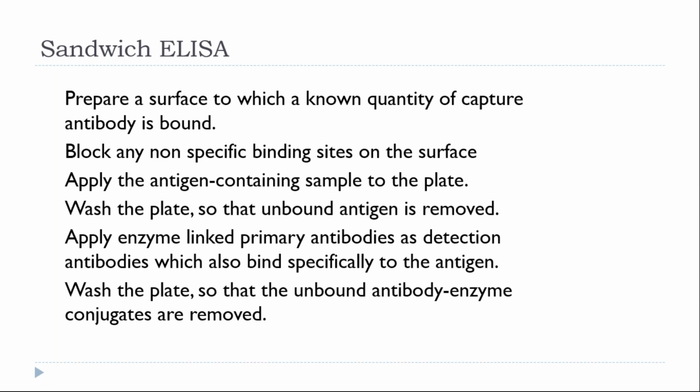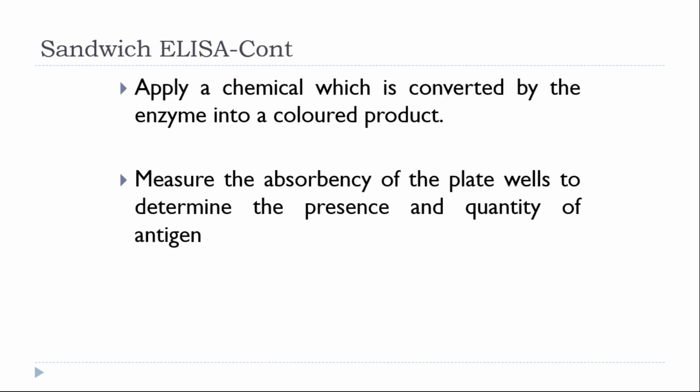You wash the plate so that the unbound antibody enzyme conjugates are removed, and then you add a substrate which is used by the enzyme to convert it into a colored product. And then you measure the absorbance of the plate wells. We have what are known as ELISA readers, which are actually UV visible spectrophotometers, which can read the absorbance of each of these wells.